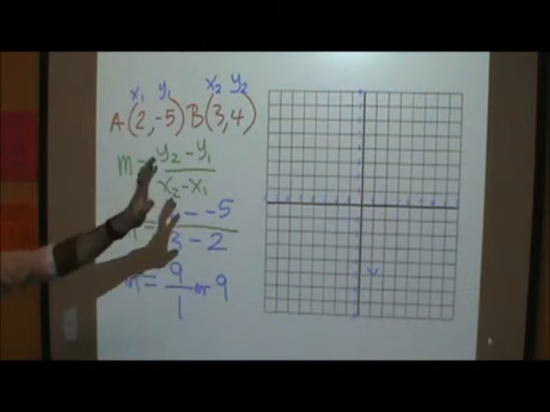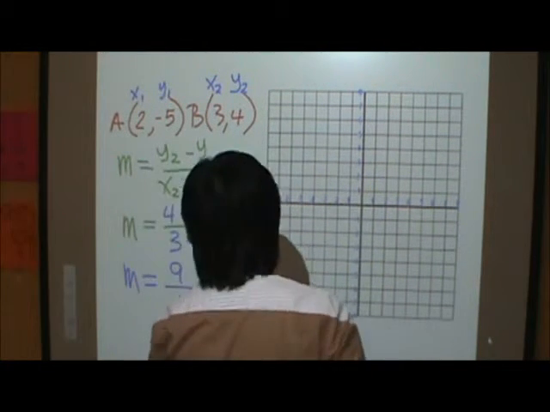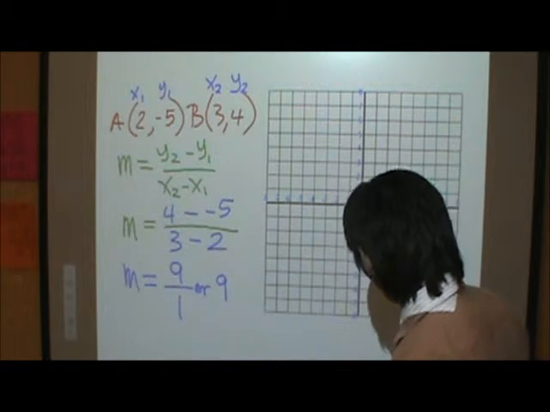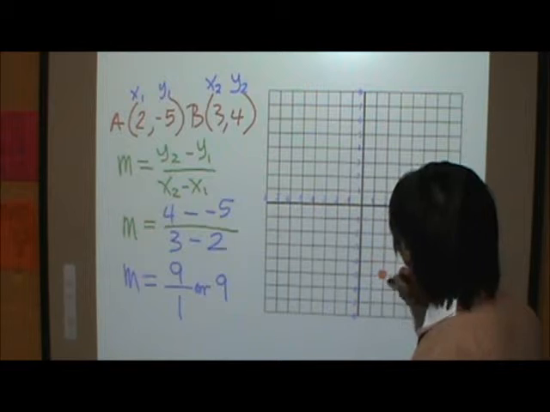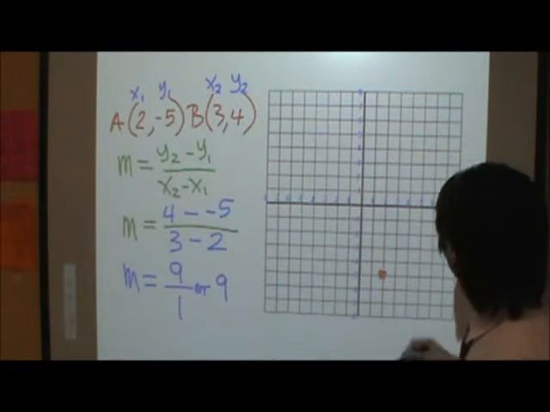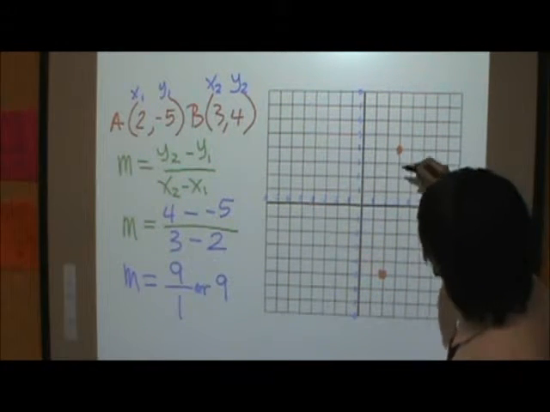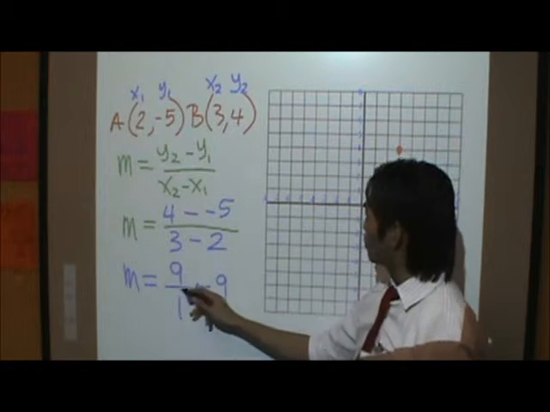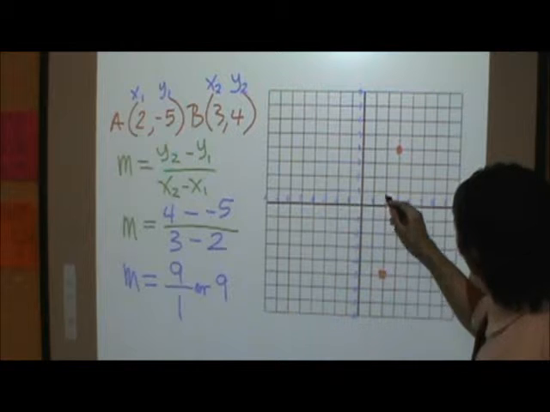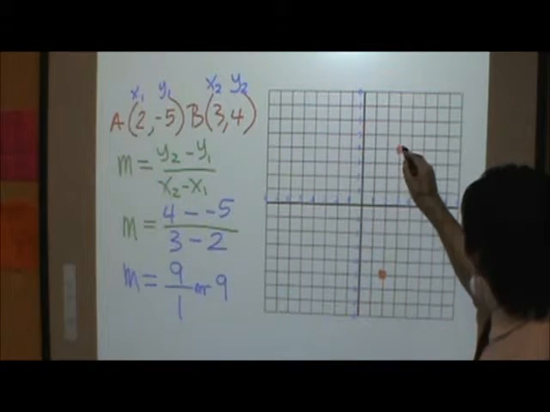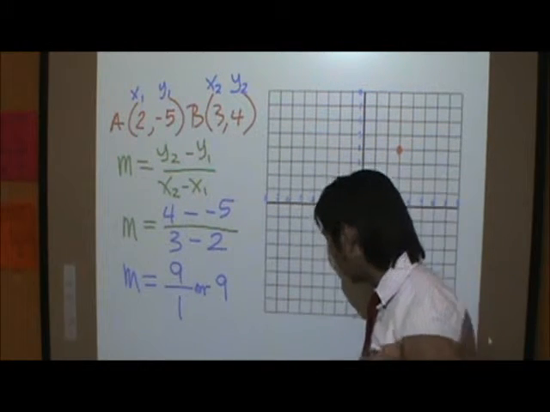Now, how are we going to prove this using a graph? Let's try (2, -5). Where is (2, -5)? Here. How about the second one, which is (3, 4)? There you go. Now let's see if the slope is really 9 over 1. We go up 1, 2, 3, 4, 5, 6, 7, 8, 9, and then go to the right 1 time. Yes, it is really 9 over 1.